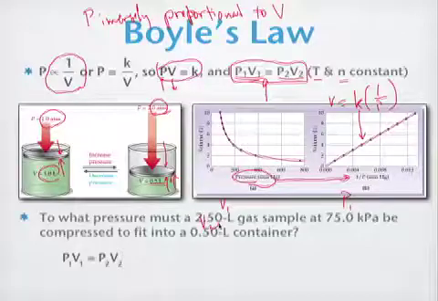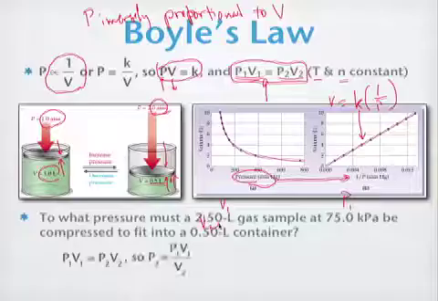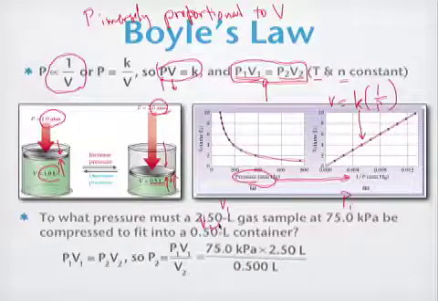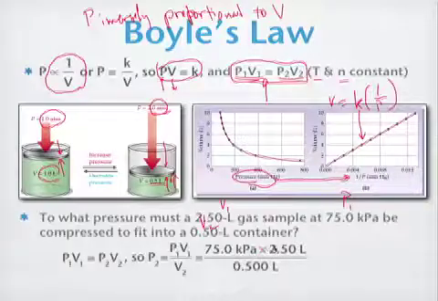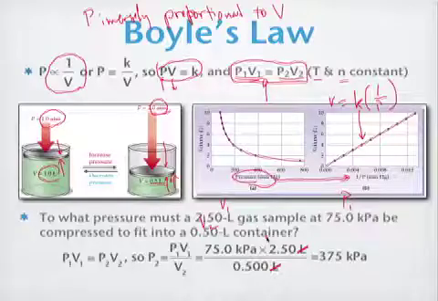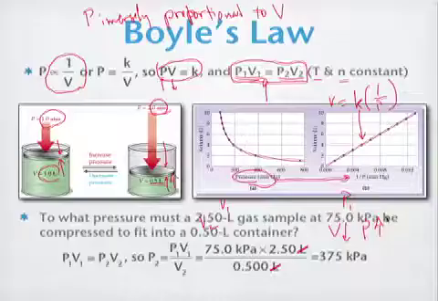All right, so now we've done the problem. Let's just set it up. P1V1 equals P2V2. Let's rearrange it so that we're solving for P2. Then we plug in our numbers. Now we have our P1 and V1 in the numerator, our V2 in the denominator. Let's cross off those liters to leave us only kilopascals. And we get 375 kPa as our answer. Notice what happened to the volume and the pressure. The volume went down, so the pressure went up, as we'd expect to happen in this inverse relationship.